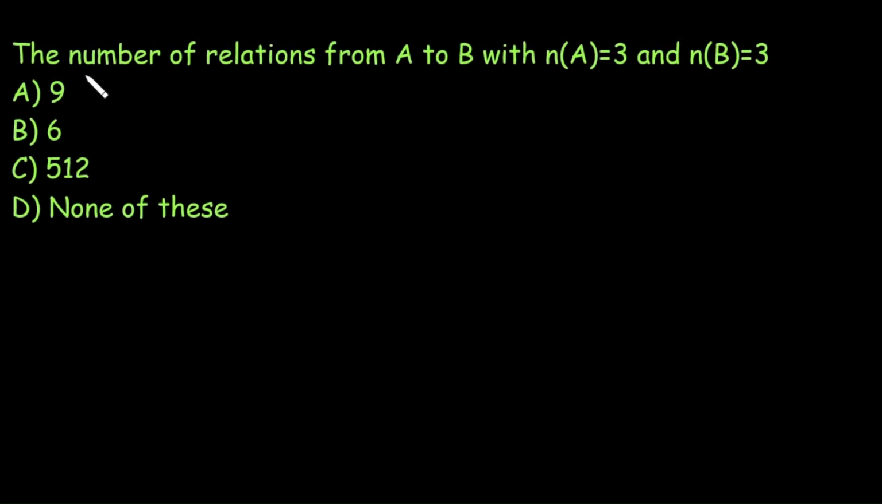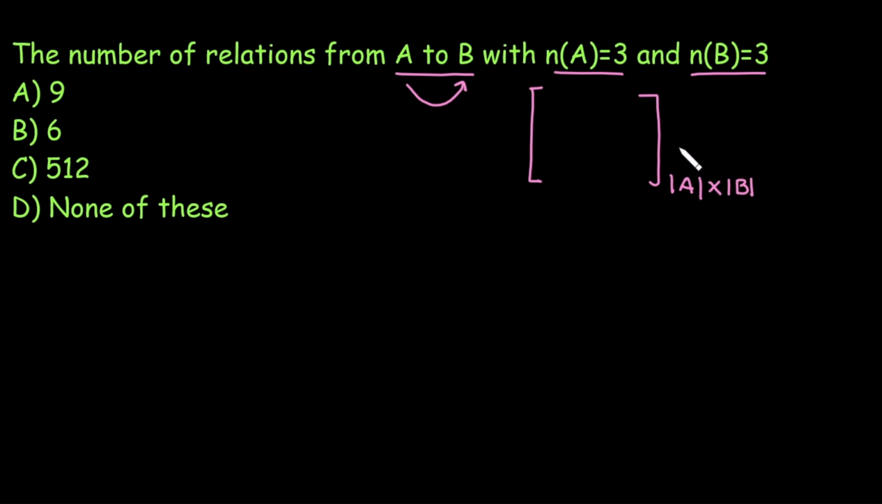Another question we have: the number of relations from A to B, with the number of elements in set A being 3 and the number of elements in set B being 3. Again, answer this question with the help of matrices. We have a relation defined from A to B. So we collect all the elements of set A row wise and elements of set B column wise. How many entries are there in A? That is 3. In B, 3. So the order of the matrix is 3 by 3.